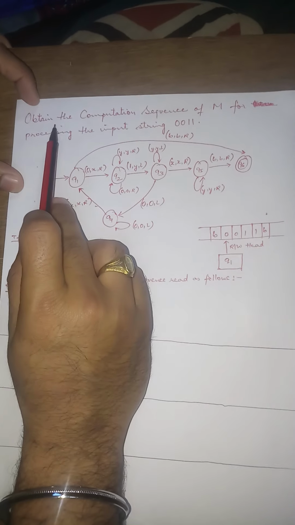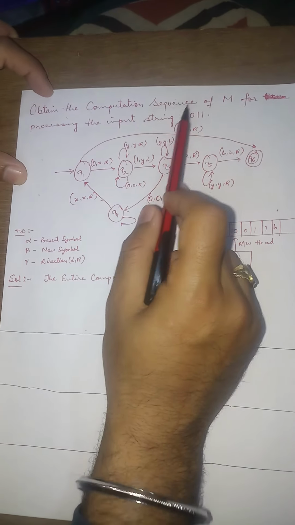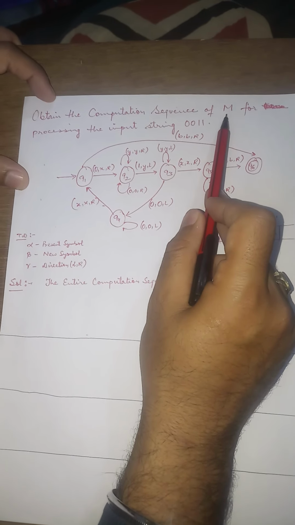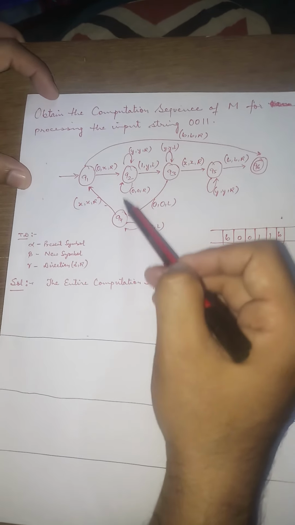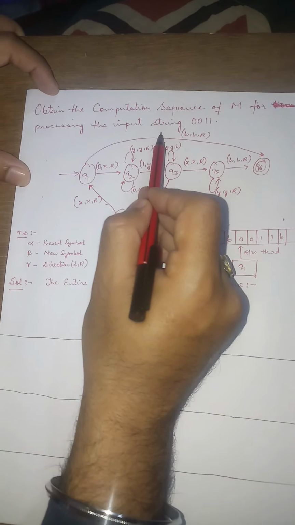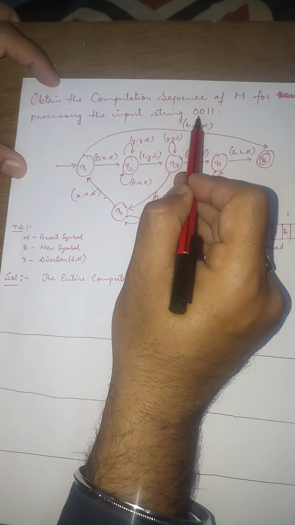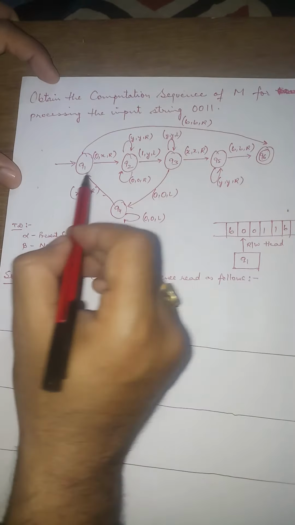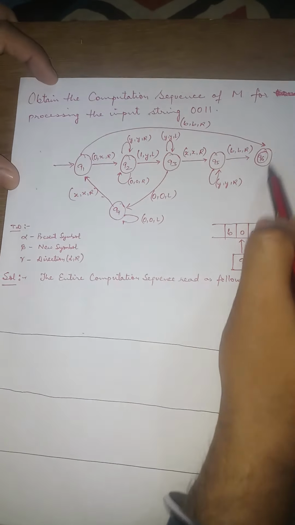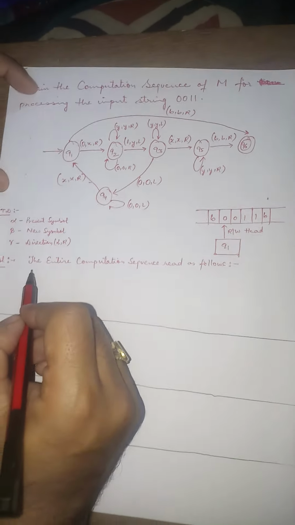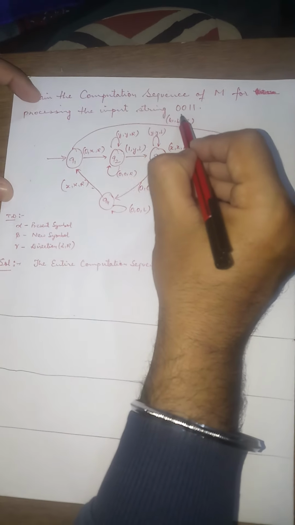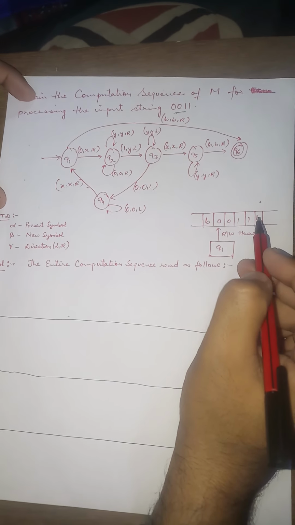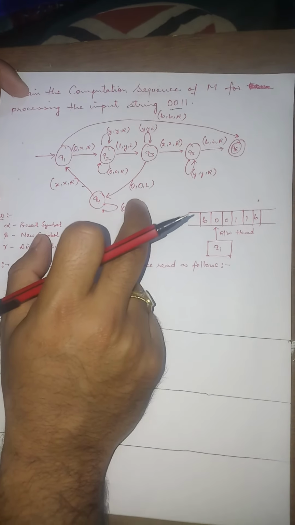Here the statement says: obtain the computation sequence of M. Here M is a transition diagram. For processing the input string, the string which is given to you is 0011. So this is the diagram which is given to you, right? What you have to do is check whether this string is accepted or not with the help of the transition diagram.